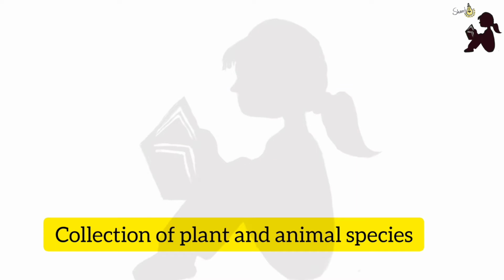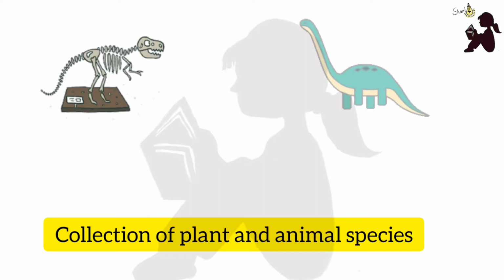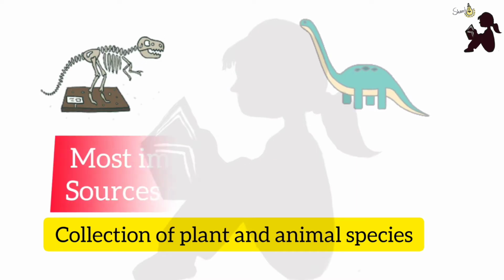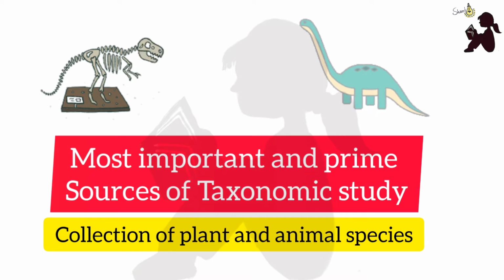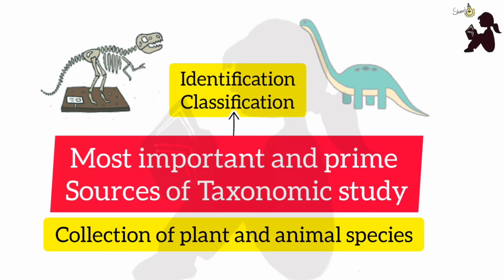Collections of actual specimens of plants and animal species are the most important and prime sources of taxonomic study, like identification and classification of the organism and to gather more knowledge for future studies.